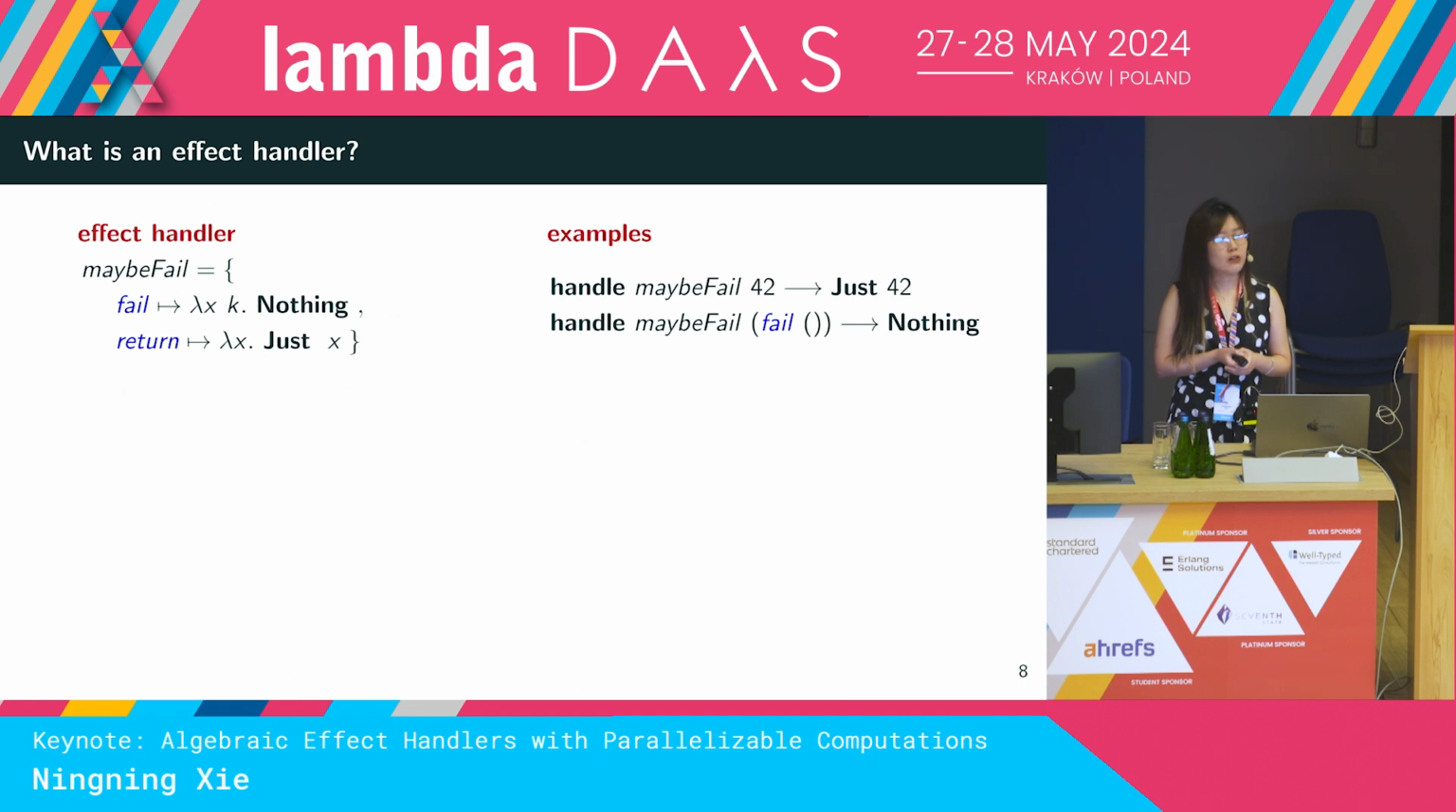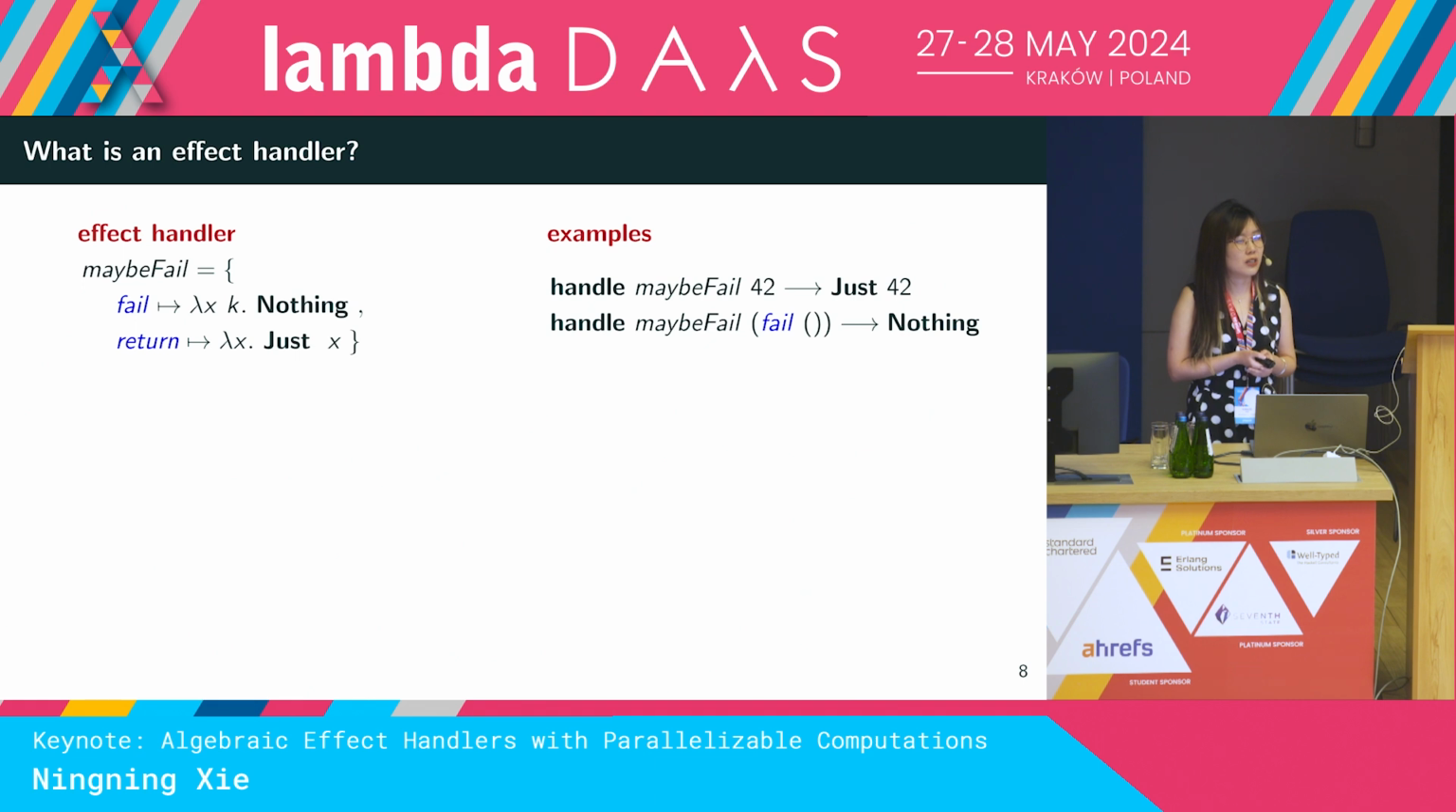And this operation clause implementation is just a function that accepts two arguments, where x is the argument to the operation, in this case unit, because fail takes the unit. And more interestingly, it takes a second argument k, which is the continuation captured from where the operation is performed to where the handler is used to handle this operation. In this case, maybe fail does not use the continuation. Instead, it just aborts the computation and says, let's return nothing. And for the return clause, it says, if the computation returns normally, then let's wrap the computation result inside a just.